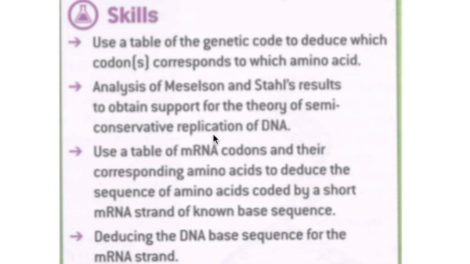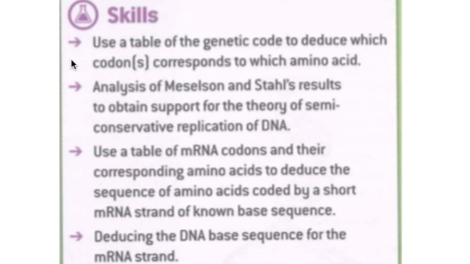And welcome. Today we look at these two skills for IB biology. Use a table of the genetic code to deduce which codons correspond to which amino acid, and then to use a table of messenger RNA codons and their corresponding amino acids to deduce the sequence of amino acids coded for by a short mRNA strand of known base sequence.